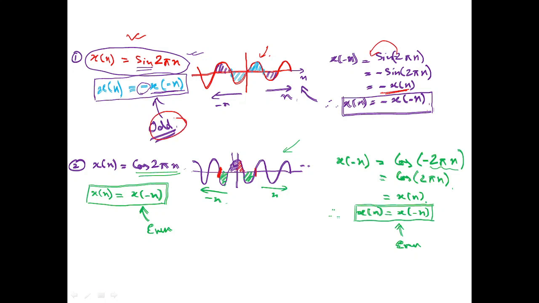So this signal is an odd signal. Similarly, for cos 2πn, by the same logic, this is an even signal, and the mathematical reasoning has been given over here. Cos of minus 2πn is equal to cos of 2πn, which is nothing but your x[n]. So that is an even signal.